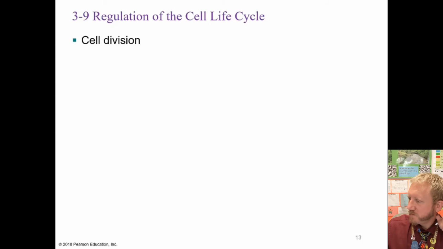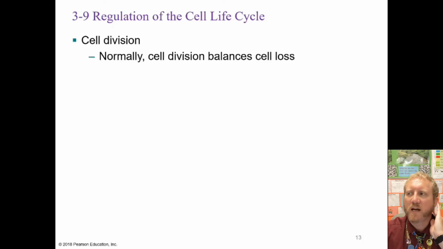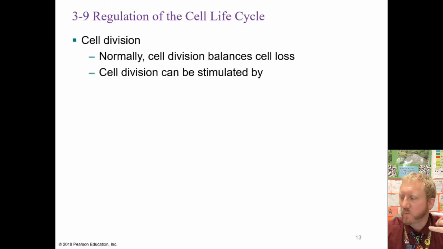Regulation of the cell cycle and cell division. Typically, you're trying to balance off cells that you lose by regrowing new ones. You don't want to have extra cells unless you're actively growing. Once you reach a certain point, when you stop growing, your cell division, your mitotic rate tends to go down. If it's going up when you're not growing, that could be a sign of cancer, which is a bad thing.